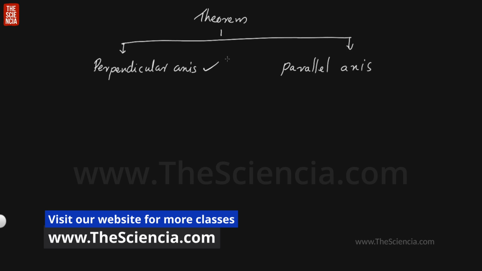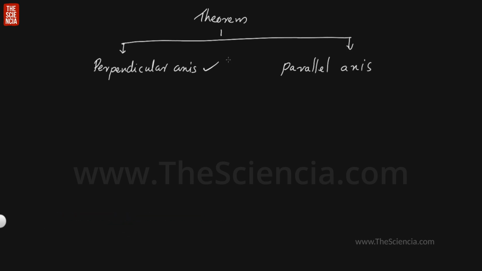So first we discuss the perpendicular axis theorem. This theorem states that the moment of inertia of a plane lamina about an axis perpendicular to its plane is equal to the sum of moments of inertia of the lamina about two axes at right angles to each other in its own plane and intersecting each other at the point where the perpendicular axis passes through it. This is what the textbook is telling you.